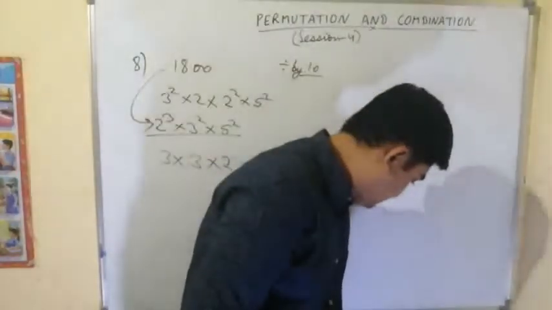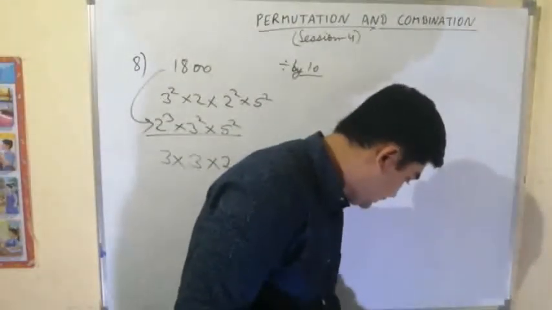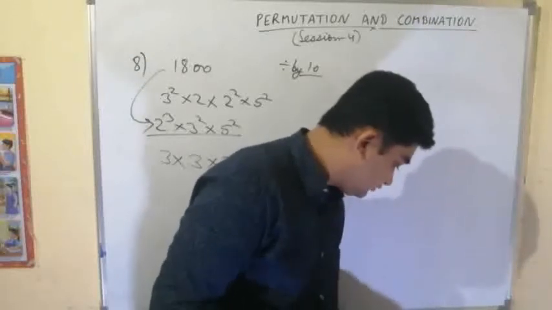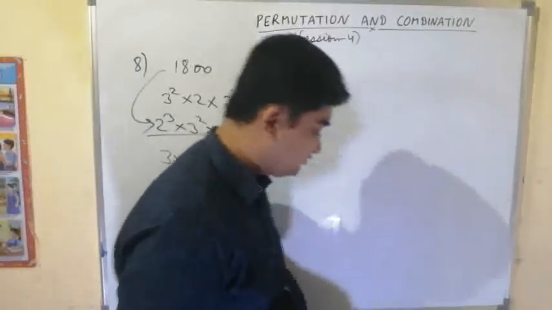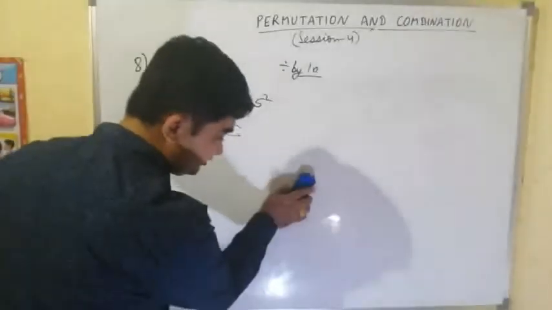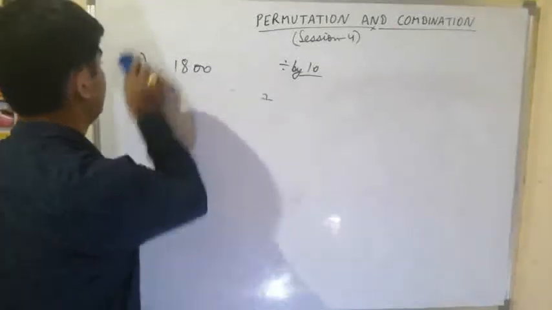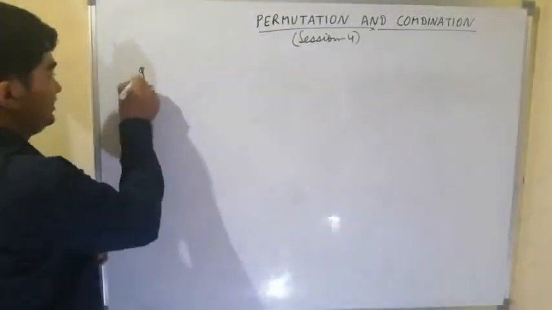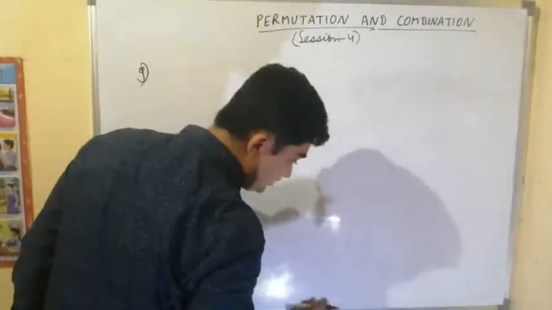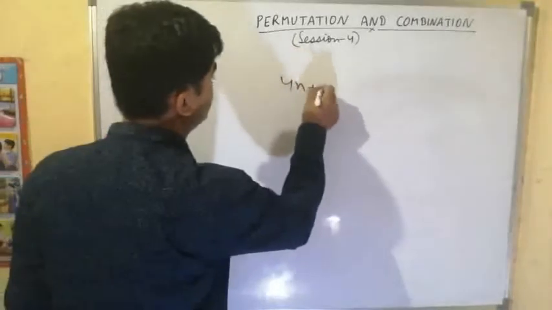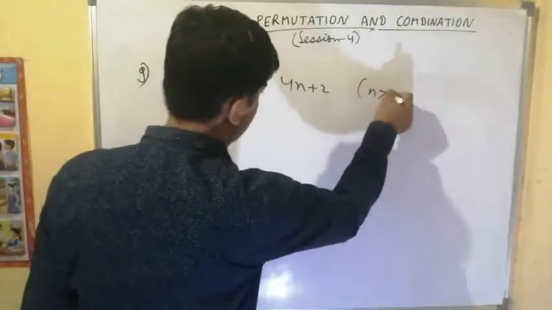So 18 is the answer. Then we'll do the next problem. The total number of divisors of 480 that are of the form 4n plus 2, where n is greater than or equal to 0. It is question number 9 in that exercise, which says that the total number of divisors of 480 which are of the form 4n plus 2, where n is greater than or equal to 0.